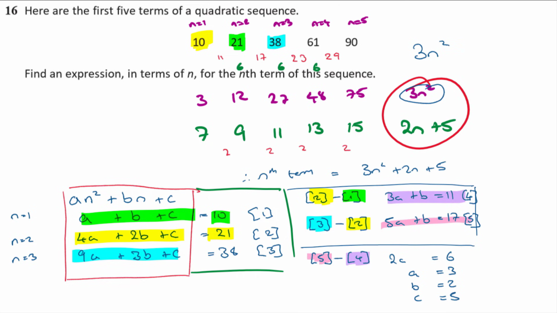Then going back to our original form, an squared plus bn plus c, we just have to sub those values in. Therefore, the nth term is equal to 3n squared plus 2n plus 5.